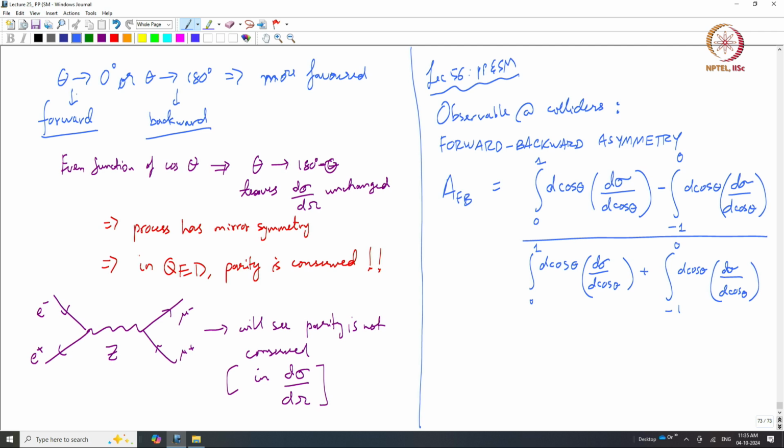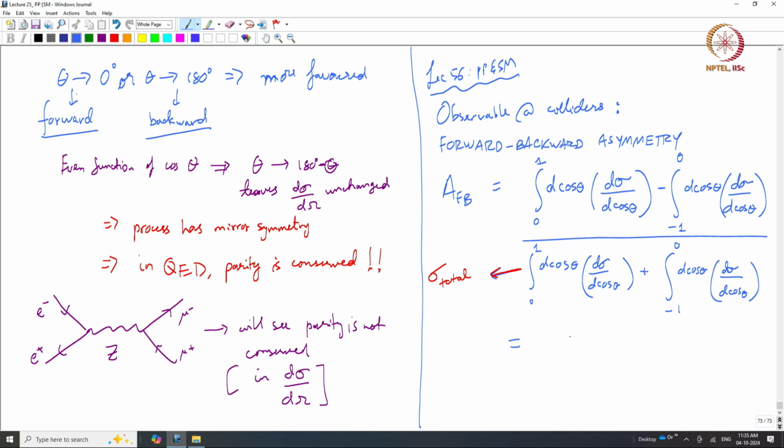Okay, that is the forward backward asymmetry. And again, just to be clear, I'm going to write this. The denominator is nothing but the total cross section. Of course, how would you measure it? You're not going to measure the cross section as such.